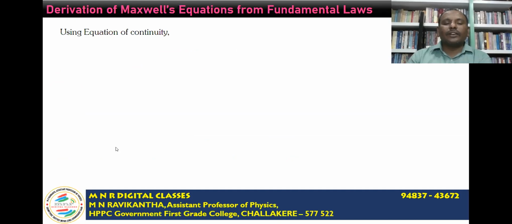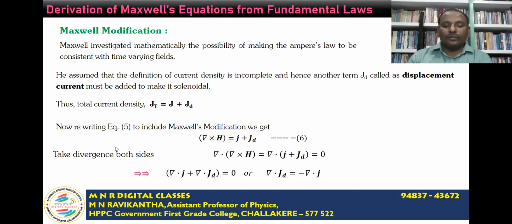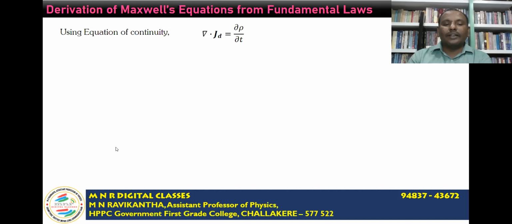Using the equation of continuity, we get del dot Jd is equal to ∂ρ/∂t. That is because del dot J is equal to minus ∂ρ/∂t. Therefore, in place of del dot J, we can substitute minus ∂ρ/∂t, so the equation becomes del dot Jd is equal to ∂ρ/∂t.